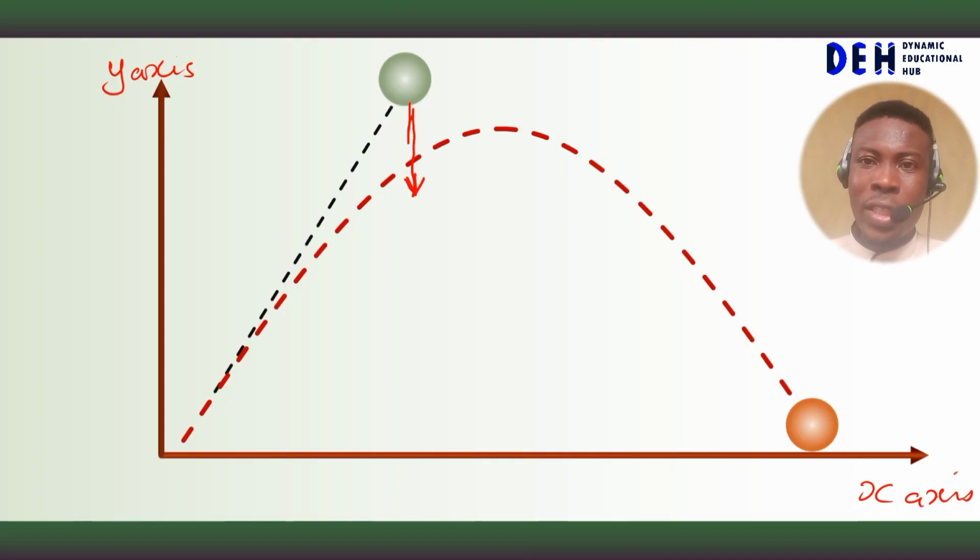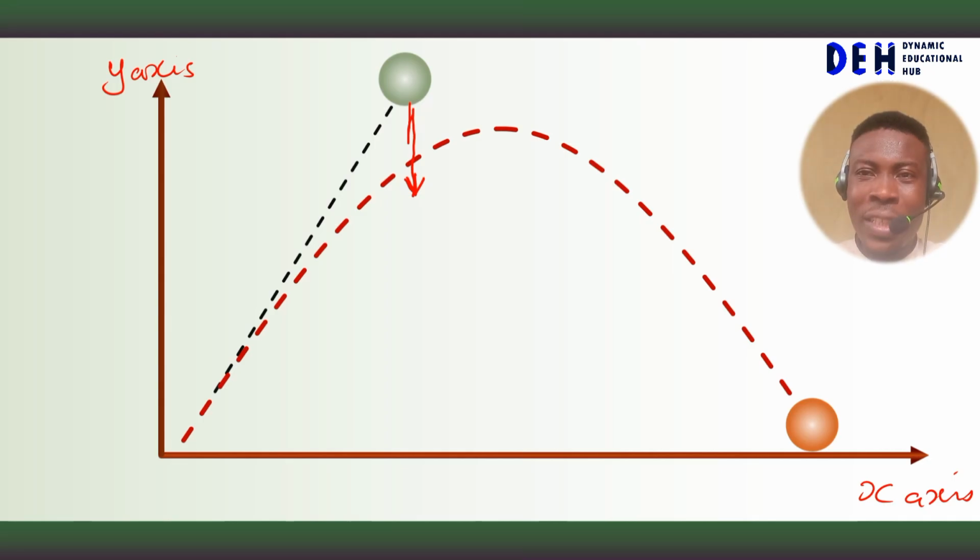Now, what is responsible for the movement of this object? It is due to the what? To the velocity of the projected object. The velocity. What I'm trying to explain is projectile.